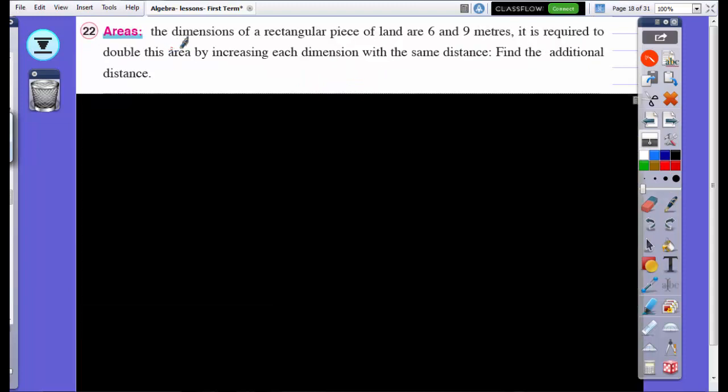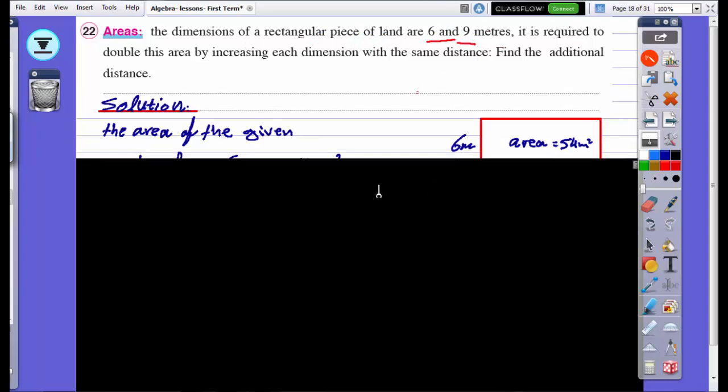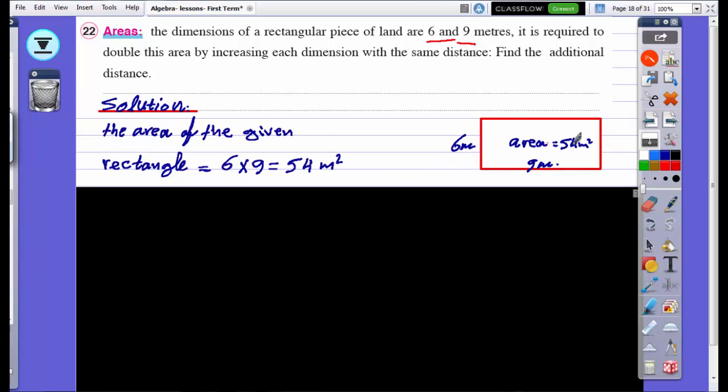Next question. The dimensions of a rectangular piece of land are 6 and 9 meters. We can draw it. We have a piece of land in the form of a rectangle. The two dimensions are 6 and 9 meters. It's required to double this area by increasing each dimension by the same distance. Find the additional distance. First, we draw the rectangle.